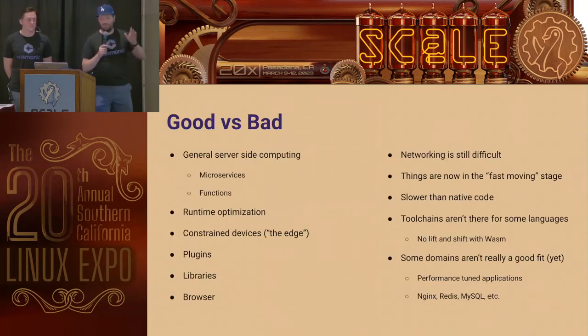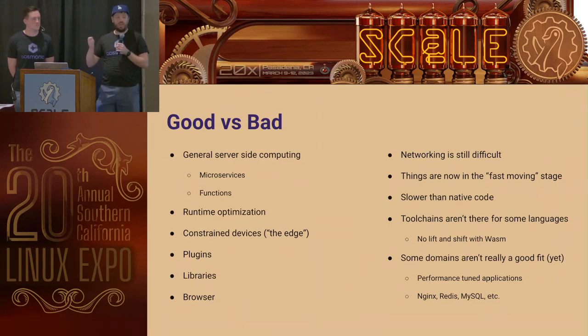So let's talk about what can you use it for? What is it good for? What is it not good for right now? So good on the left, bad, I'm using that term very loosely, on the right. It's very good for general server-side computing, namely true microservices. And what I mean by true microservices is not that Java app you lifted and shifted that is 20 gigs big and uses 16 gigs of memory. That is not what I'm talking about. I'm talking about true microservice patterns where you have, here's my user service, here's my photo service, here's my transaction service. That kind of thing works very, very well in WebAssembly.